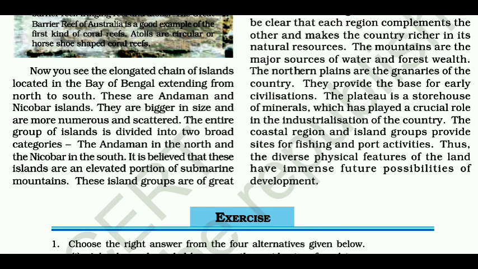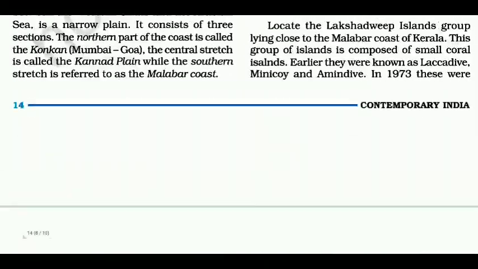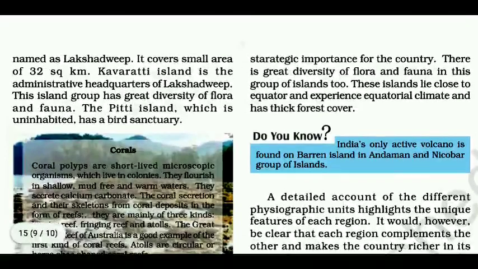It is believed that these islands are an elevated portion of submarine mountains. These island groups are of great strategic importance for the country. There is great diversity of flora and fauna in this group of islands too. These islands lie close to the equator and experience equatorial climate and have thick forest cover.